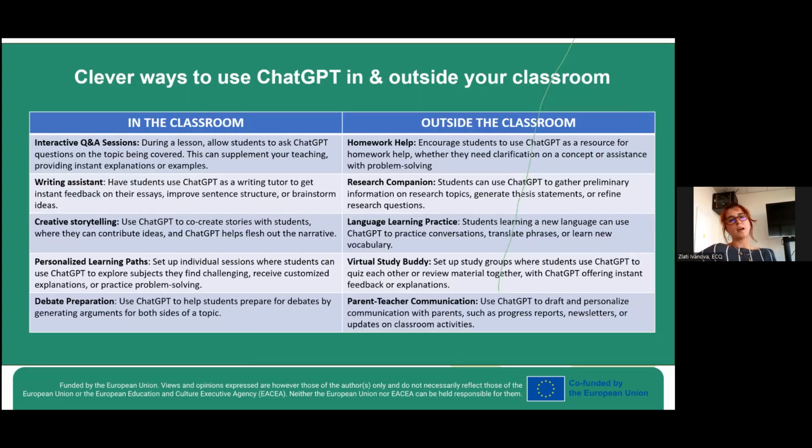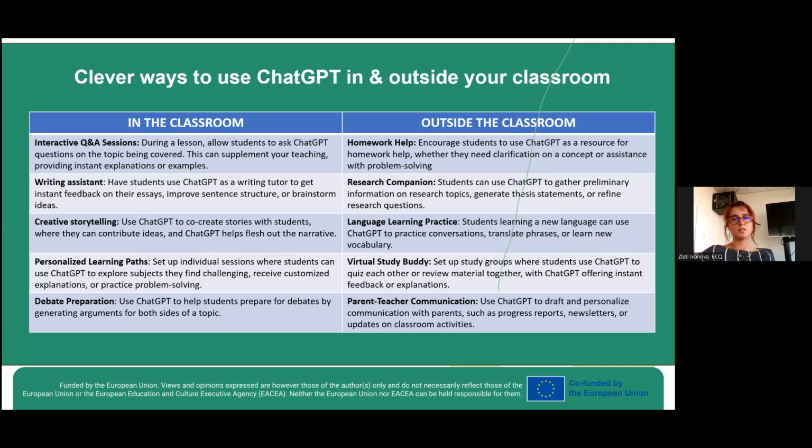So here we have several examples of the ways you can use ChatGPT in and outside your classrooms. And after that, the following slides will be with concrete prompts that you can actually use, or prompts your students can use on different subjects. So in the classroom, you can use ChatGPT for interactive Q&A sessions. For example, during a lesson, you can allow students to ask GPT questions on the topic that you're studying, and ChatGPT could answer, and you could be the one that checks your students' and ChatGPT's answers to insert that human touch and also elevate the learning.